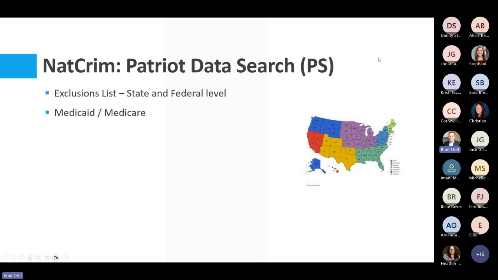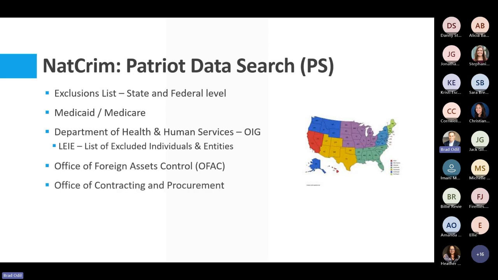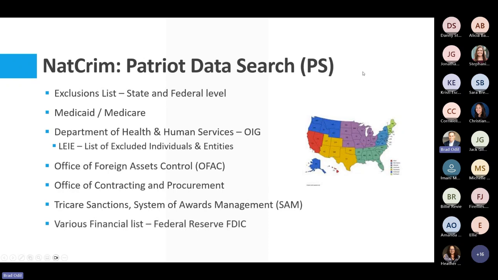So Patriot data includes inclusions lists at the state and federal level. We're talking about Medicaid, Medicare. We're talking about the Department of Human Services, Health and Human Services, which is an exclusions list. Talking about the OFAC, the Office of Foreign Assets, contract and procurement. For healthcare, we're looking at TRICARE sanctions list. We're looking at the systems of award management, and then various financial lists like the federal FDIC. And then the list goes on and on and on with things like the ATF and DEA, FBI, and so forth.